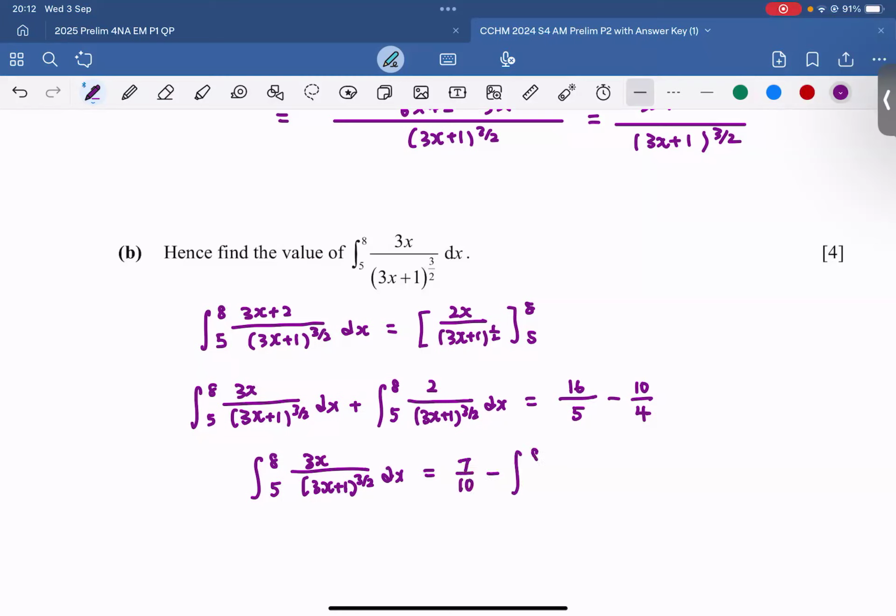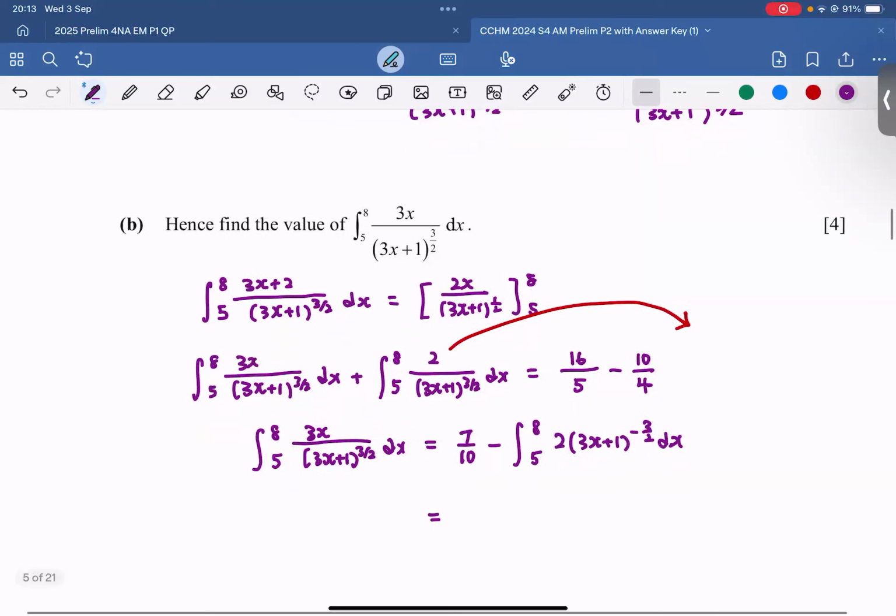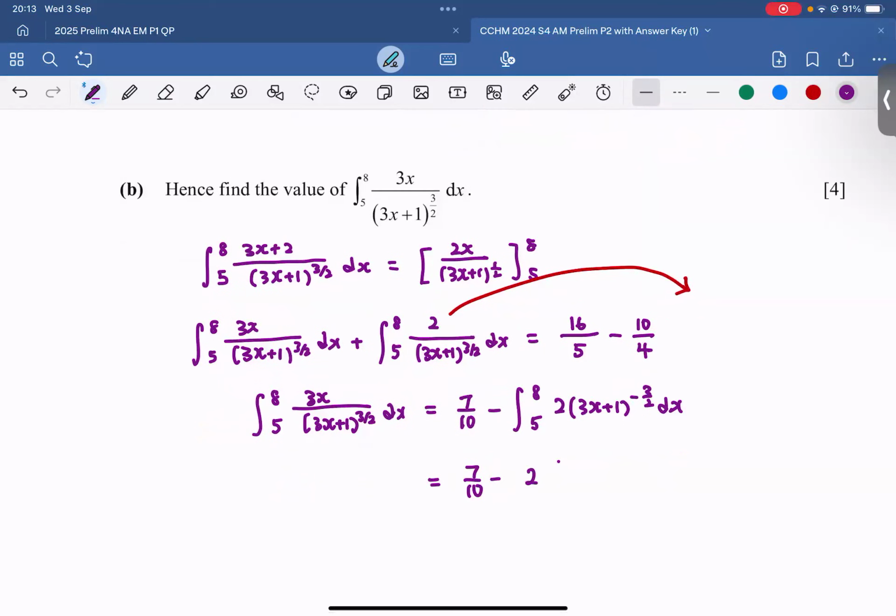You subtract away this. Okay, we bring this over. Then it will become subtract. And this is actually 2 bracket 3x plus 1 to the power of negative 3 over 2. Okay, and then what do we have? How to integrate this? To integrate this is actually power increase by 1. So it become negative half. Divide by your new power. Divide by the differentiation of the inside.